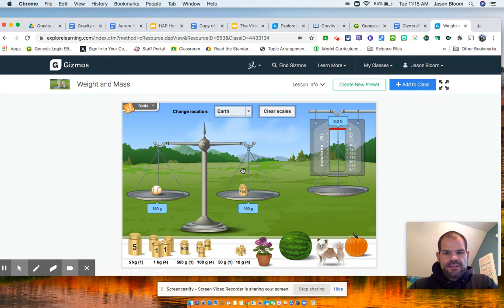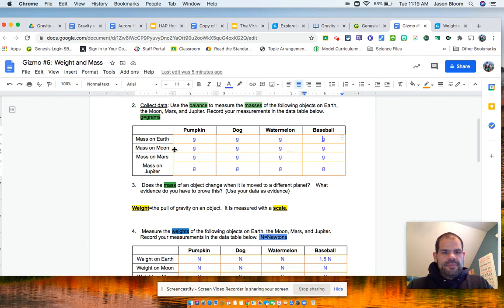Oh, perfect. So now we see, if we click on the middle of the balance, it'll either take away or add our numbers. See how they're going back and forth? We want to keep that on. We'll notice that the baseball is 150 grams because it's equal on both sides and the balance is balanced. So it's 150 on each side. So on our activity sheet, it says mass on Earth, baseball, we would fill in 150.